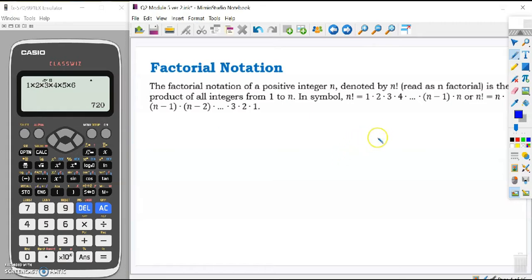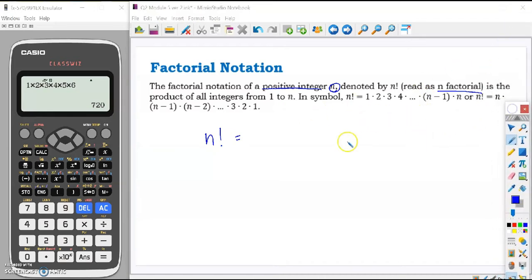So when we talk about factorial notation, it is a way of writing numbers. But take note, it is the factorial notation of a positive integer, represented by n. According to the definition, we can write it as n exclamation point, but we don't read that as exclamation point. In mathematics, we read that as n factorial. It is the product of all integers from 1 to n. That means 1 times 2 times 3 times 4 and so on until n minus 1, until n.